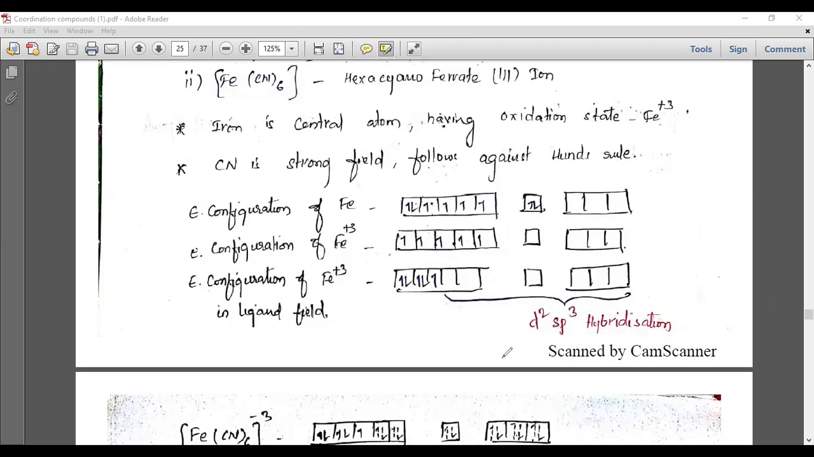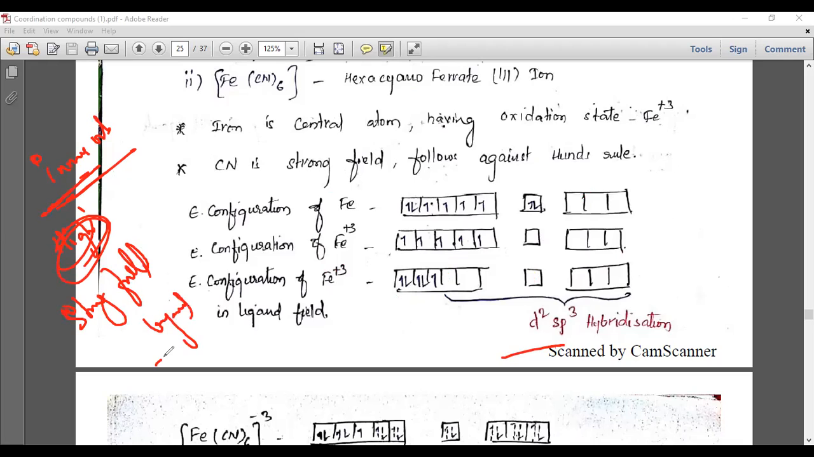So I will ask you a question here. Mostly the inner orbital complexes are formed by strong field ligands. Why? Why are inner orbital complexes formed more with strong field ligands, nanna?